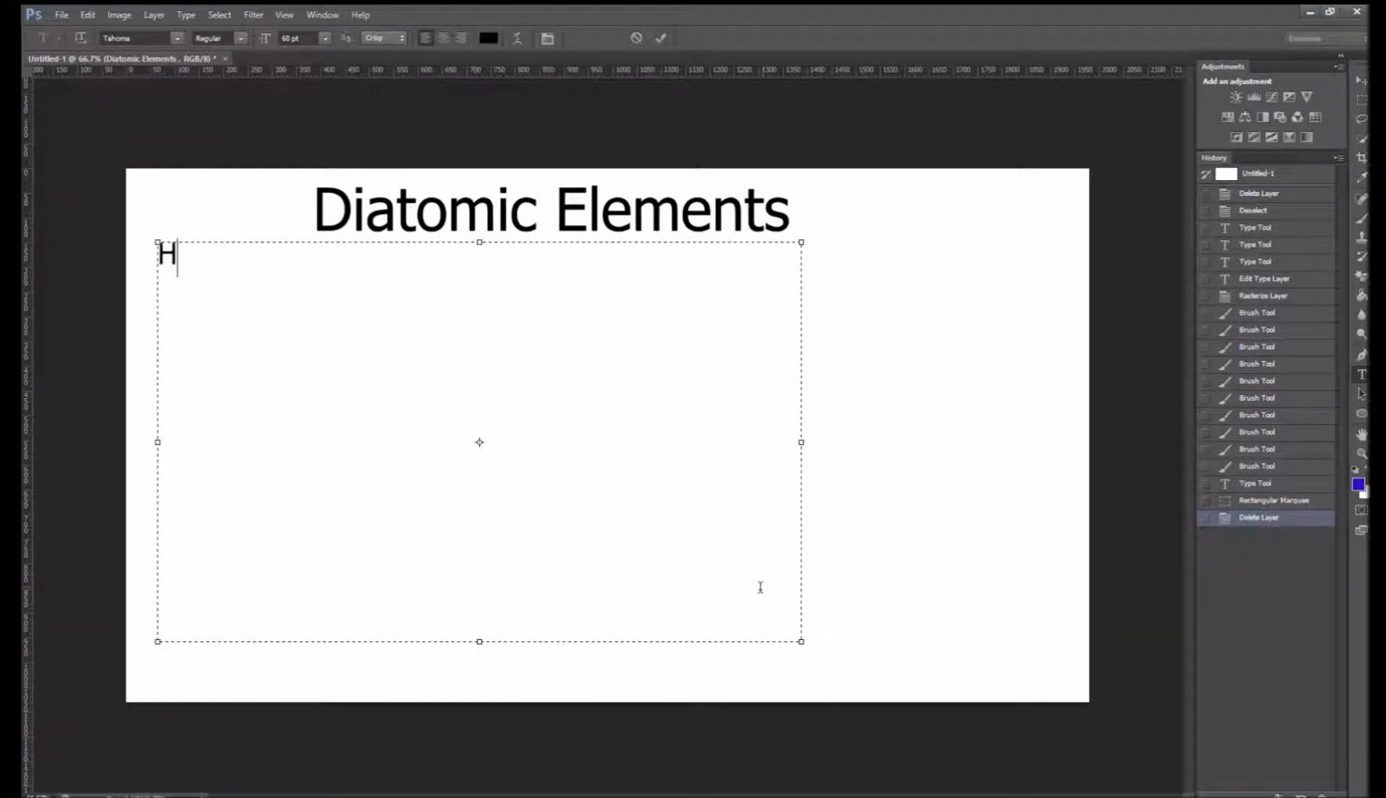Alright, so today I'm going to talk about diatomic elements, also known as diatomic molecules. I'm going to go over which elements on a periodic table are diatomic, why they're diatomic, and what this means when you form a chemical equation.